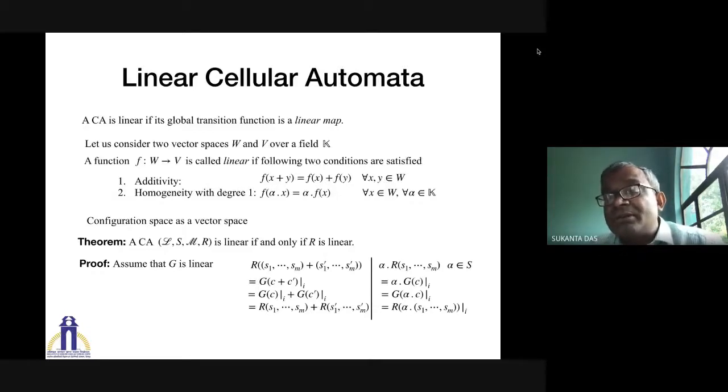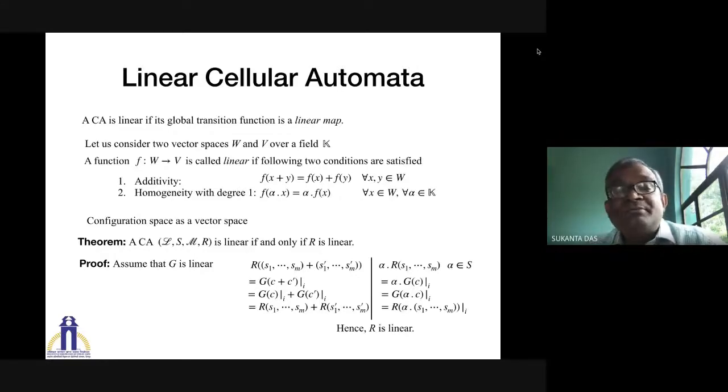So there's a mistake. The I is not required here. I have written it here, it's a mistake. So don't consider the last bar and I. Anyway, so what I get from alpha dot R of S1 Sm, I get R of alpha dot S1 Sm. So the second property is also satisfied. It means if G is linear, then R is also linear.